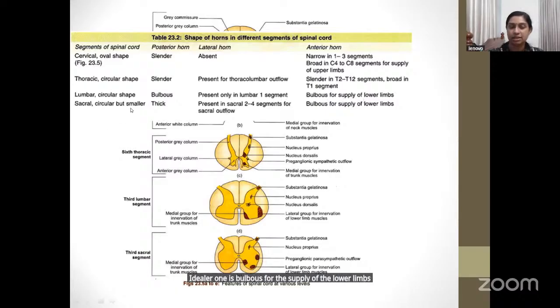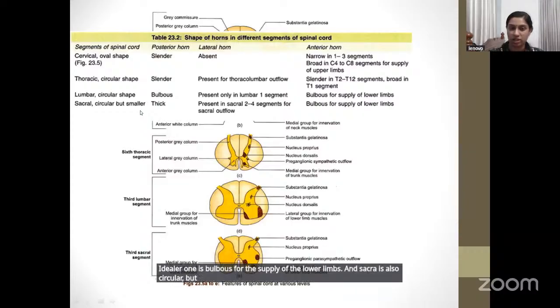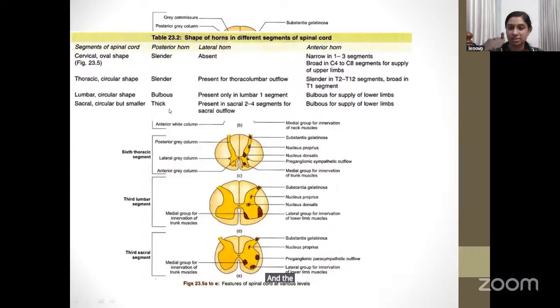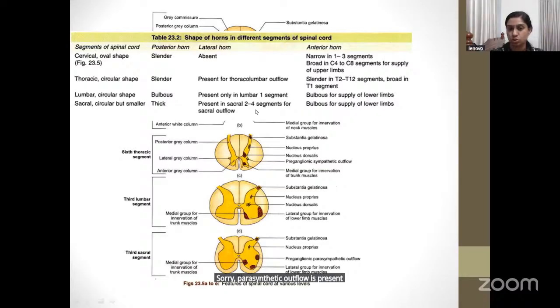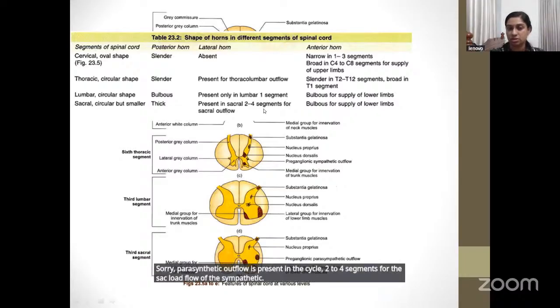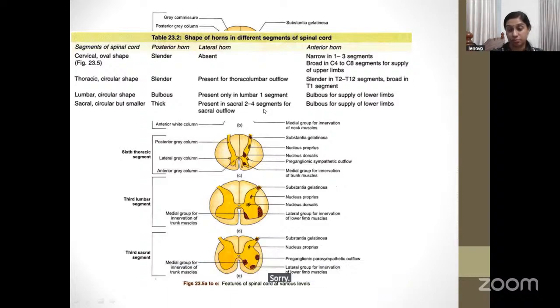And sacral is also circular but somewhat smaller and the posterior horn is thicker and the lateral horn is present in the sacral 2 to 4. That is for the craniosacral outflow. The cranial part is in the brain and the sacral part is the parasympathetic outflow, present in the sacral 2 to 4 segments, for the sacral outflow of the parasympathetic system. And the anterior horn is bulbous for the supply of lower limbs.